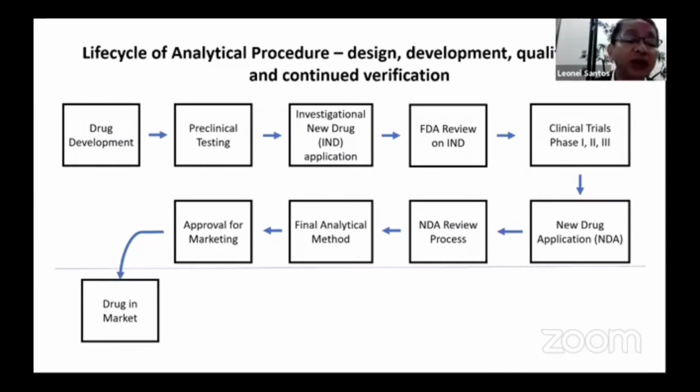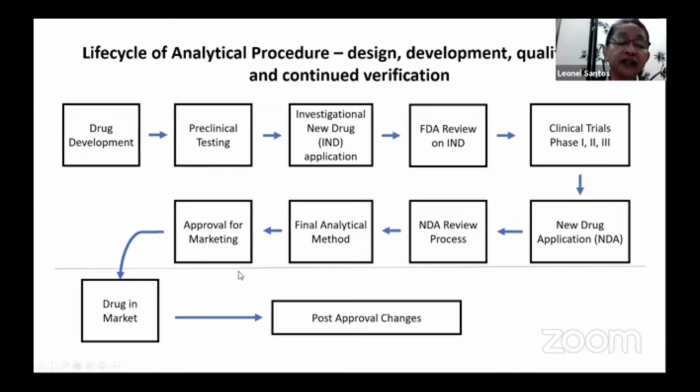But once the drug is in the market, there may be some changes in terms of the manufacturing after post-approval changes. Now, United States Pharmacopoeia is focused when the drug is in the market. That is, we set the standards for those pharmaceutical products that are in the market.